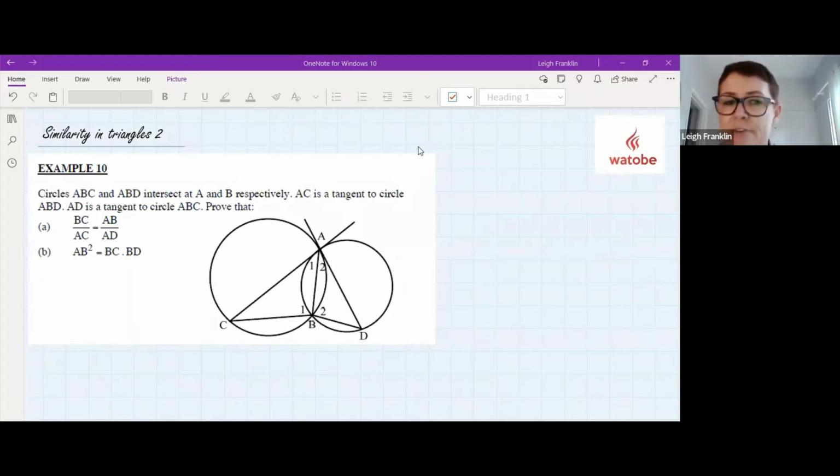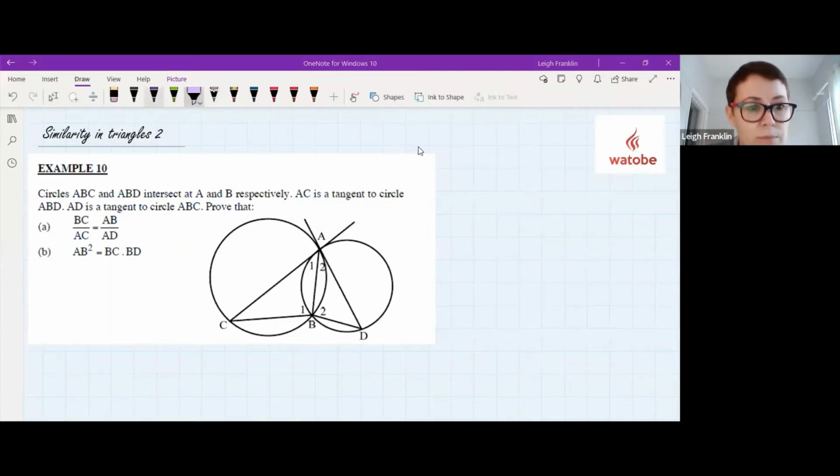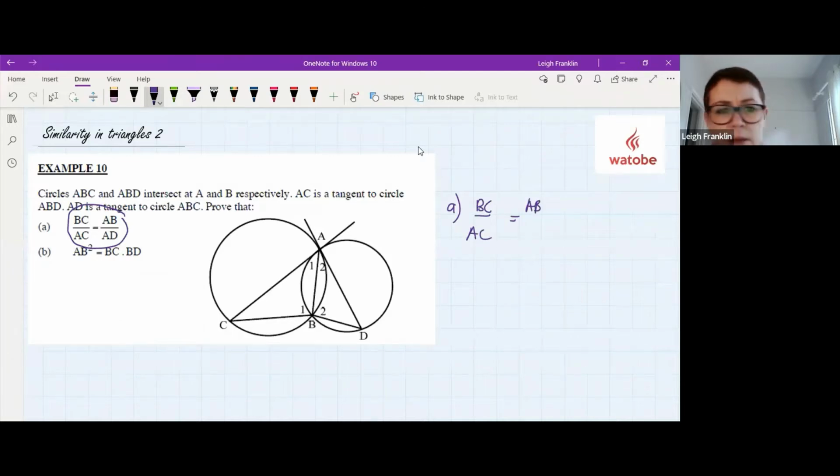Now, to make things even more complicated, you are not allowed to write this down on the page. This over here, this is what you're trying to prove. So if you come along as a student and you write, okay, so BC over AC equals AB over AD, and then you start whatever working out over here, it's going to be marked as completely wrong because this is what you are trying to prove. You cannot make this as a statement in the beginning.